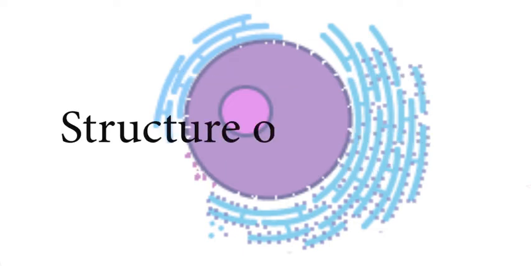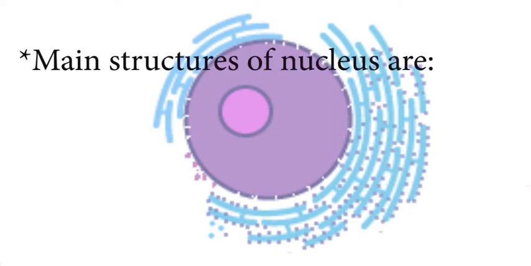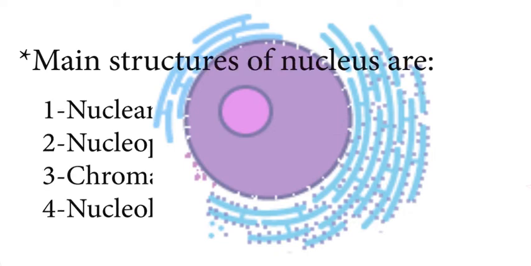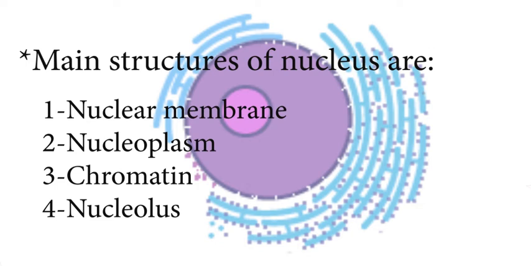Now we will discuss the structure of the nucleus. The main structures of the nucleus are nuclear membrane, nucleoplasm, chromatin and nucleolus. Let's learn the detail of each component.